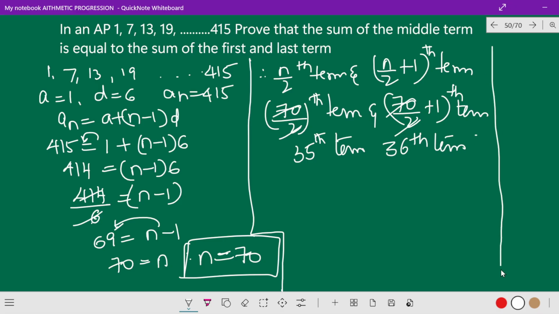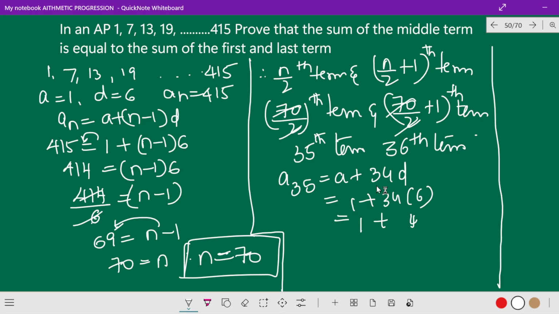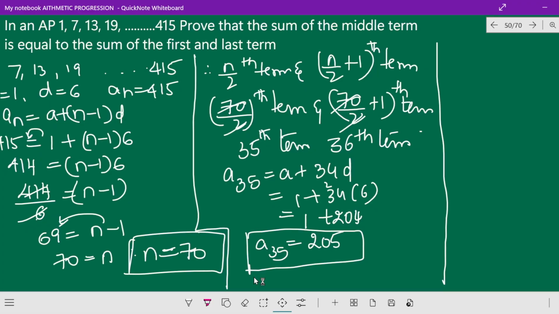So what we need to find? We need to find the 35th and 36th terms. So that is A35, A plus 34D. So that is A is 1 plus 34 into 6. That is 1 plus, 6 4s are 24, 6 3s are 18, 19, 20, 204. So the answer is 205. So the 35th term is 205. Same way we need to find the 36th term.